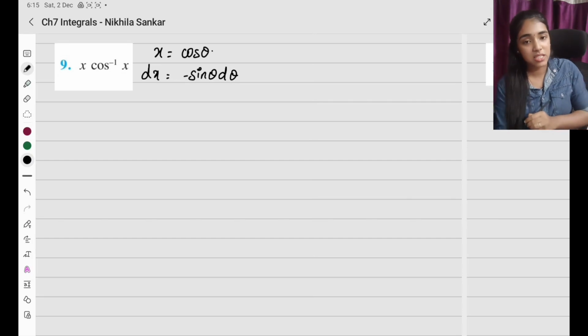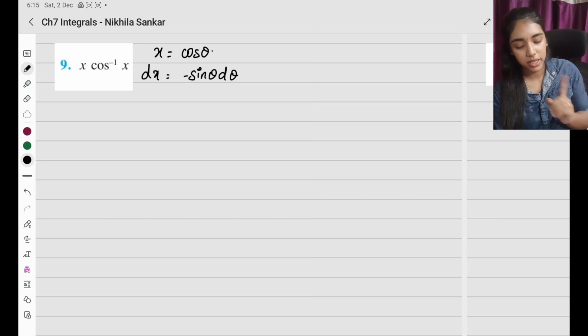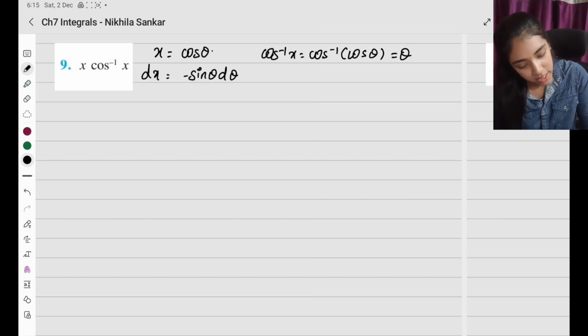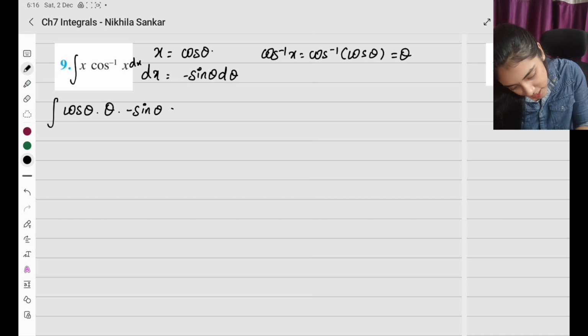I want my final answer to be in terms of x and cos inverse of x. Okay, அதனால அந்த மாதிரி நம்ம போட போறோம். So first theta. So I have cos inverse of x is going to be cos inverse of cos theta, which is going to be theta. Now, integral ennachu? Integral x cos inverse of x becomes cos theta times cos inverse of x is going to be theta times dx. In the dx irukla, dx is going to be minus sin theta d theta.